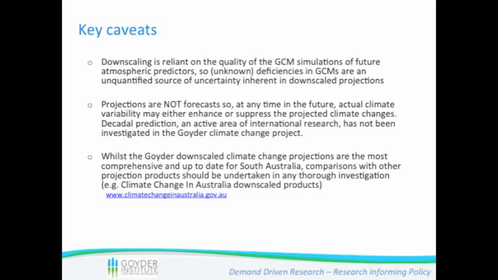Whilst the Goyder climate change projections are the most comprehensive and up-to-date available for South Australia, it's recommended that comparisons of other projection products should always be undertaken in any thorough investigation. I know Mark and Graham have been involved with discussions with the broader CSIRO Bureau of Meteorology projections, and there is guidance material on the Goyder website, or links to that as well. Also the Climate Change in Australia website has information on their range of downscaled projections, which aren't as site-specific, but are more at a regional scale.